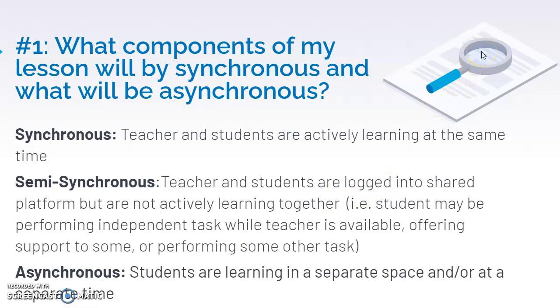We first began by defining the terms synchronous, semi-synchronous, and asynchronous. Synchronous learning is when teacher and students are actively learning at the same time. Semi-synchronous is when teachers and students are logged into a shared platform but are not actively learning, such as students performing independent tasks while the teacher is available, offering support to some or performing some other tasks. And asynchronous learning is where students are learning in a separate space and or at a separate time.